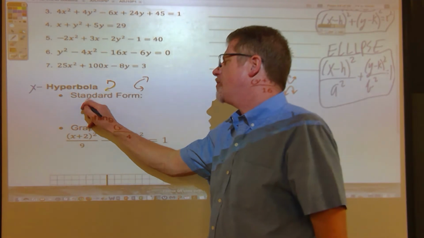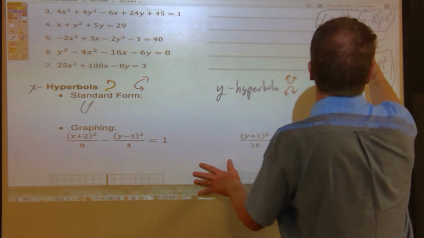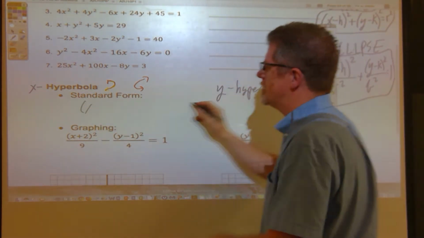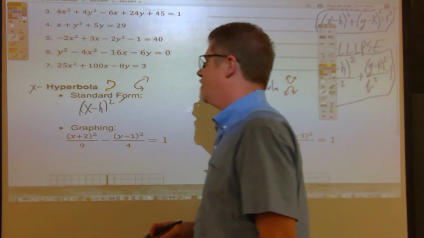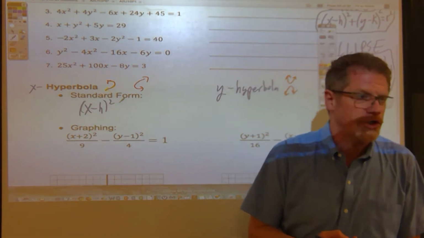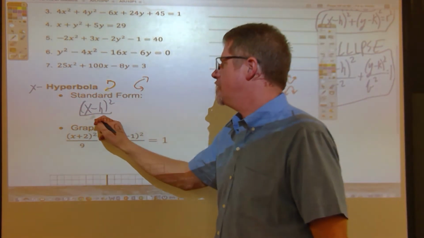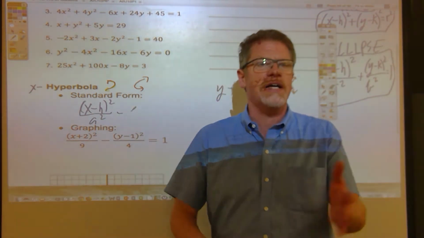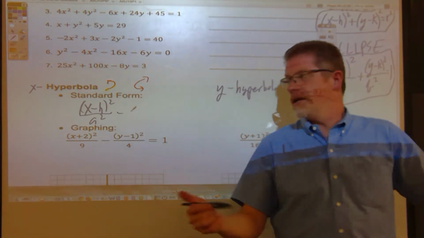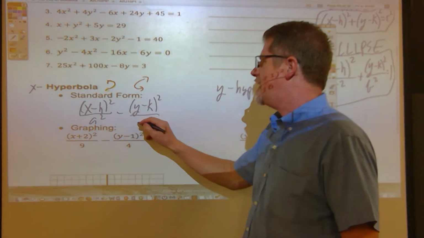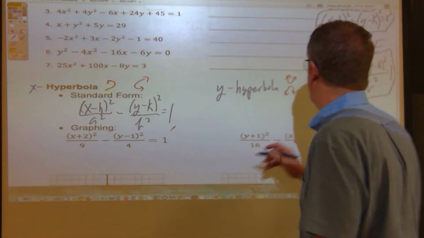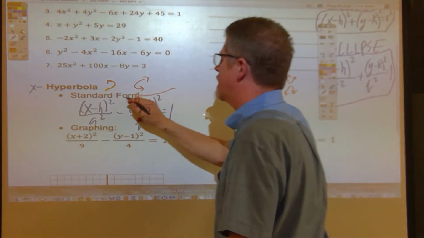So the standard form for a hyperbola is x minus h, quantity squared. You knew that was coming. You knew it was going to have an x minus h squared. All the other ones do, over a squared. But instead of a plus, it's a minus, which is what you would expect from a hyperbola. Y minus k squared over b squared equals 1. There it is. Standard form for an x hyperbola.